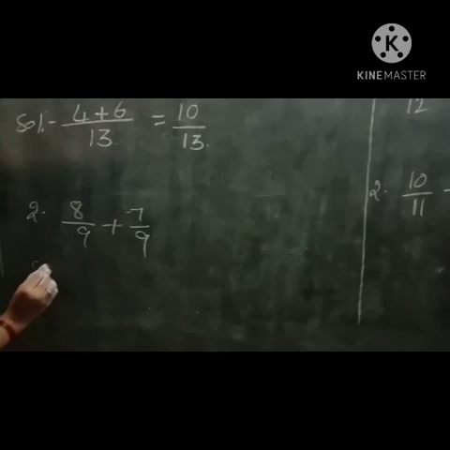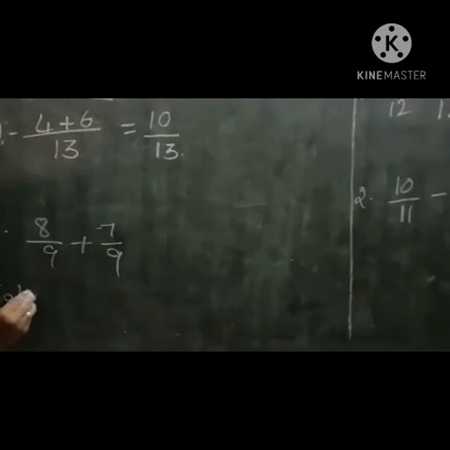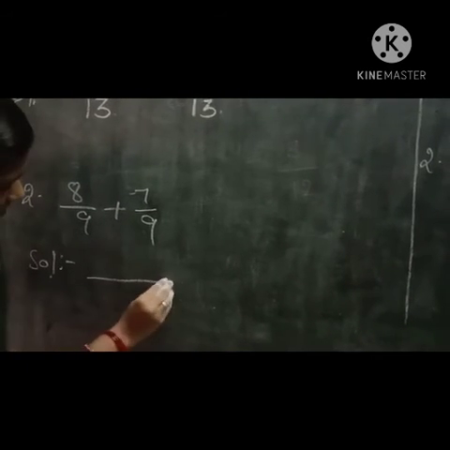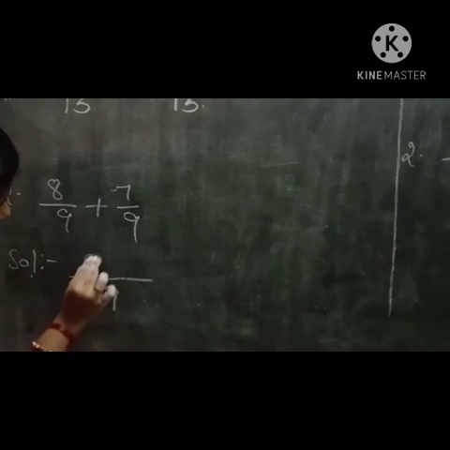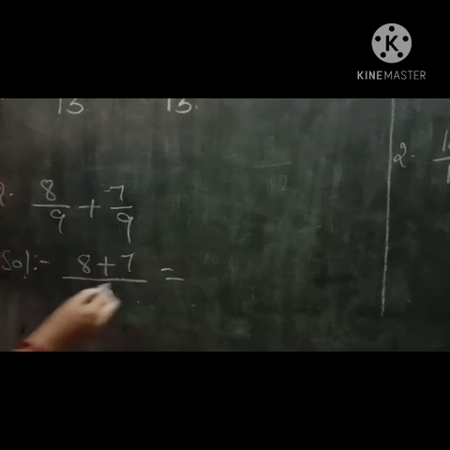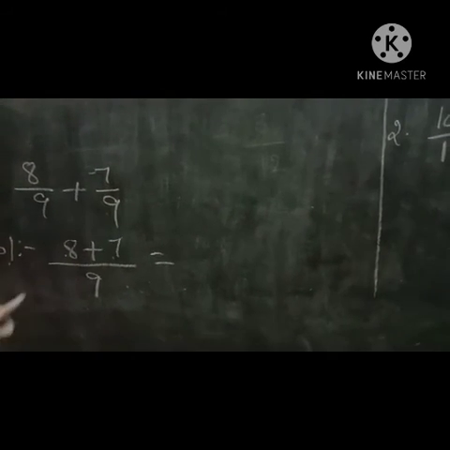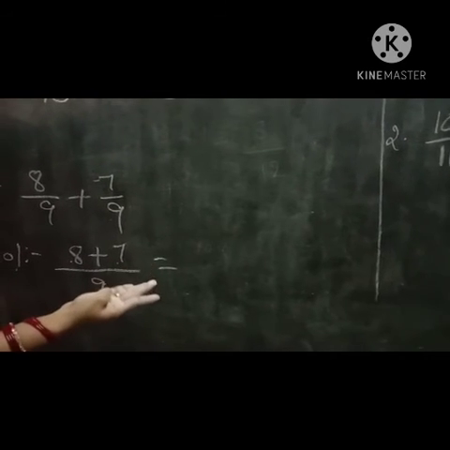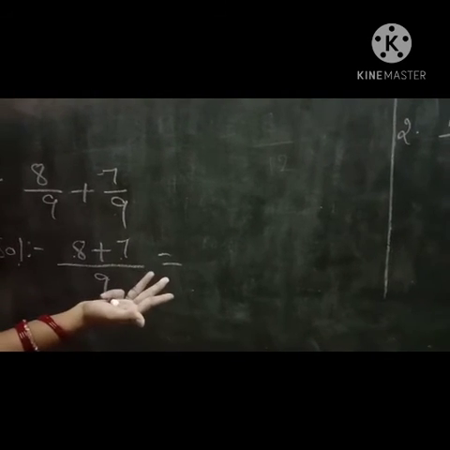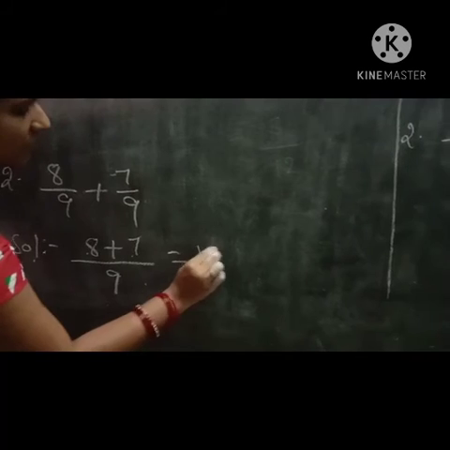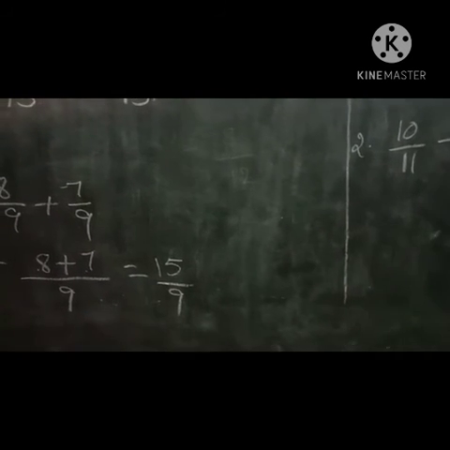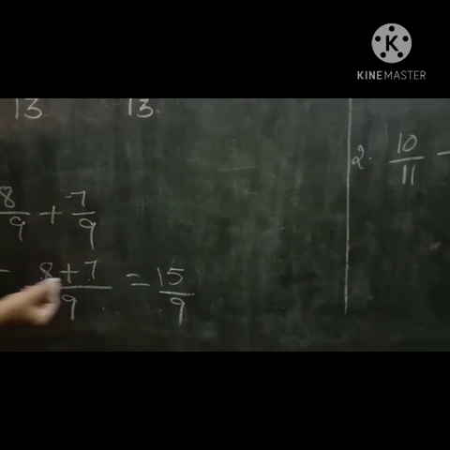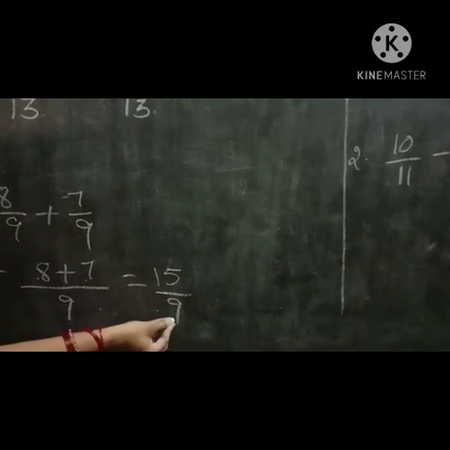Next, the second one. 8 by 9 plus 7 by 9. 9. 8 plus 7. 8 plus 7 equals how much? 8, after that 9, 10, 11, 12, 13, 14, 15. 15 by 9. Okay, 8 by 9 plus 7 by 9 equals how much? 15 by 9.